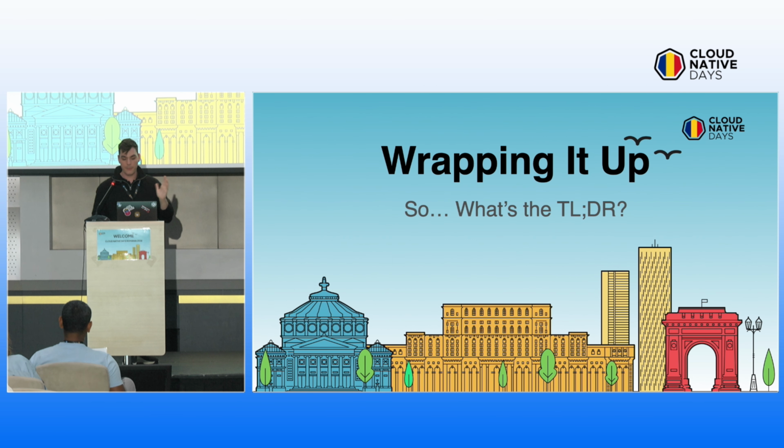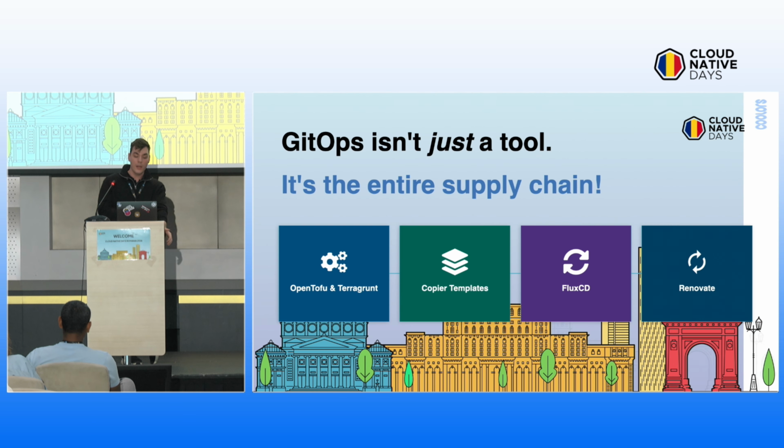So, wrapping it up, what's the TLDR here? Because I just talked a bunch, but what have I actually said? Well, in my opinion, GitOps isn't just a tool. I see a lot of conversations about GitOps, and it's mainly like, do you use Flux or do you use Argo? In my opinion, the GitOps engine isn't necessarily the big or the hard part, because fundamentally speaking, the actions that they're automating are not that complicated.